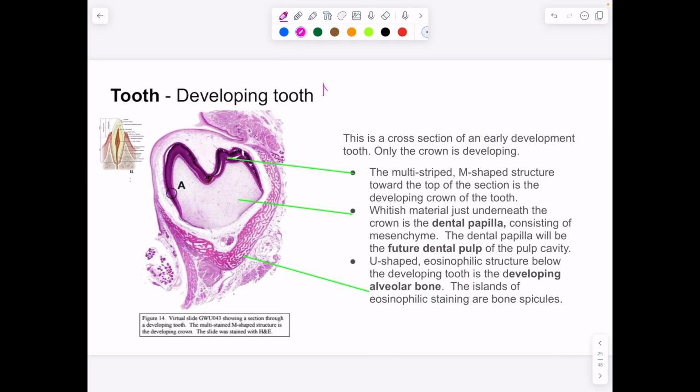All right, so then we have a developing tooth. This is already going so long, but we're only like two thirds of the way done. This is a cross-section of a developing tooth. So the crown is developing, the top of the tooth. You have this M-shaped structure, which would be the developing crown.